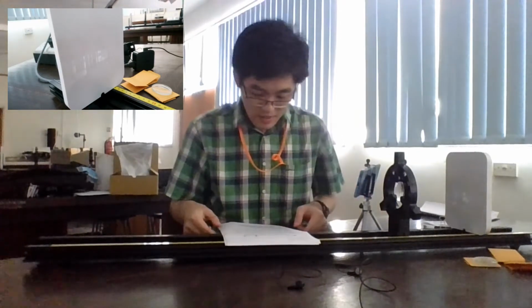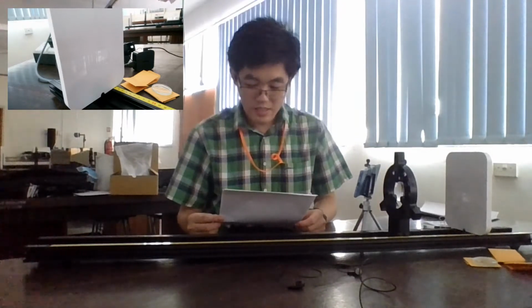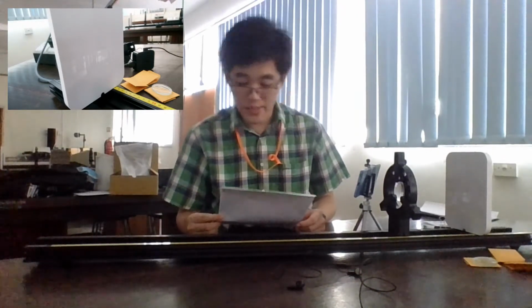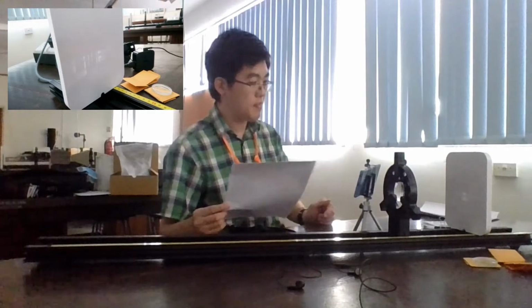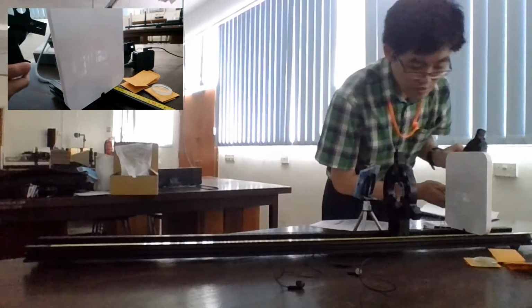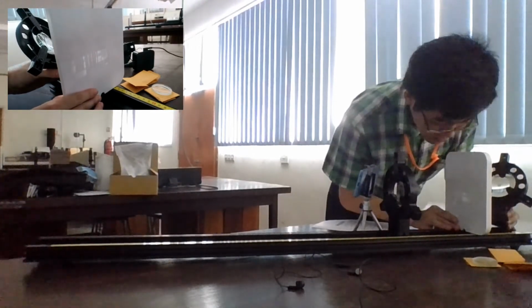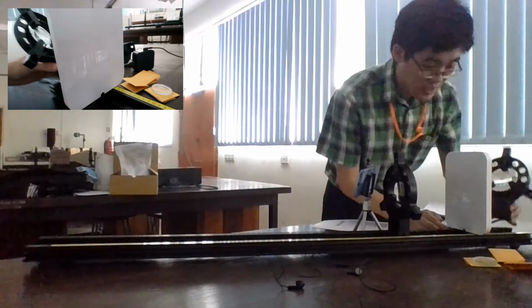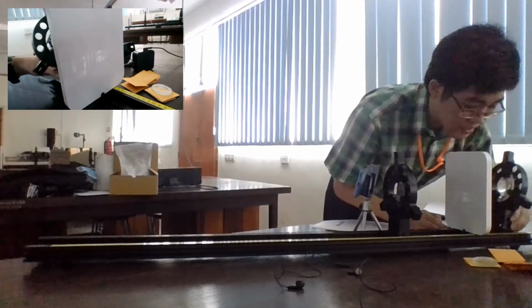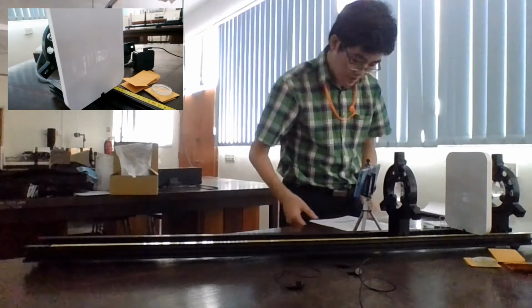Okay, so next we are going to mount the 10 cm lens, the eyepiece, 10 cm behind the first image. So this is the 10 cm lens. We're going to put it about 10 centimeters behind the screen. The screen is placed at about 99, around there. So we're going to put it at 109. Okay, so we place it there.